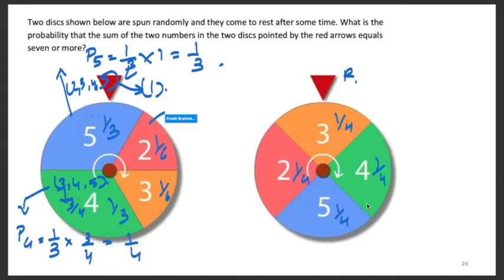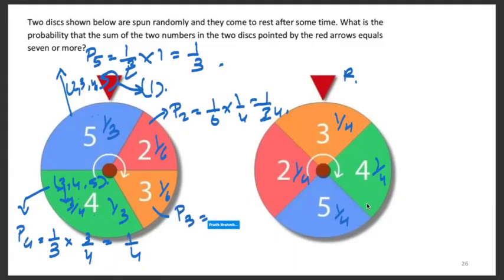Now we'll do the same way with 2. For 2, only 1 number works, which is 5. So that probability will be 1/6 multiplied by 1 by 4, which is 1 by 24. For 3, 2 numbers work, which occupy half the area. So the probability with 3 will be 1/6, the area of 3, and 1 by 2, which is 1 by 12.